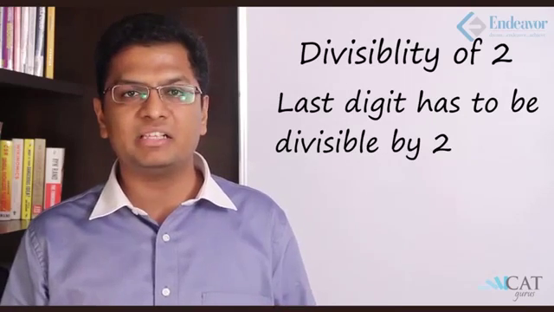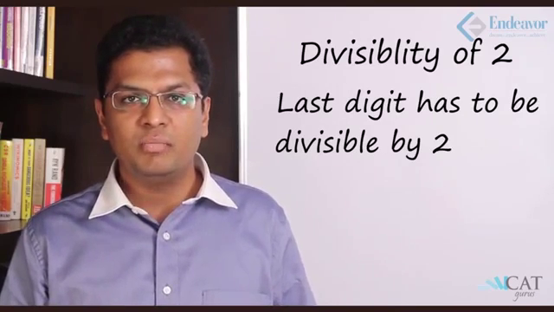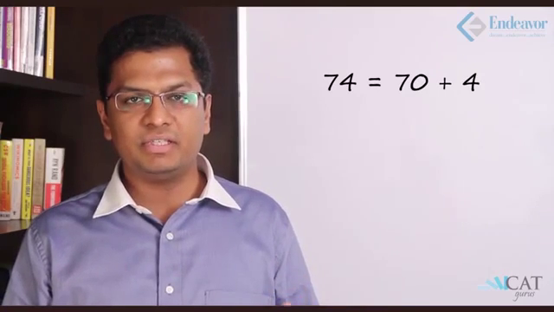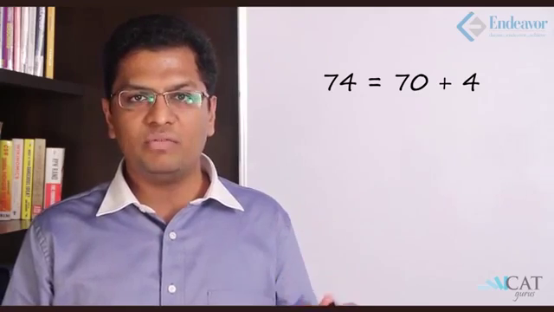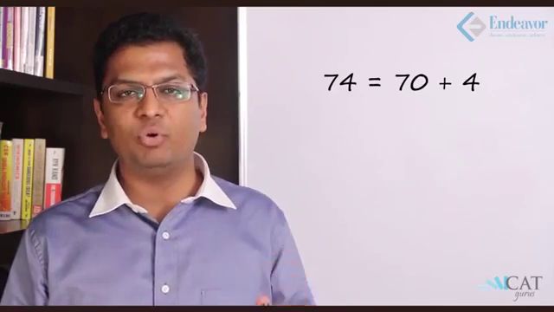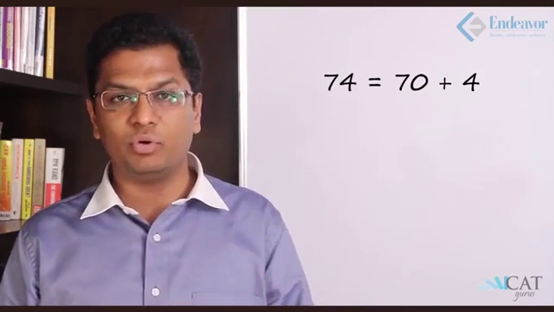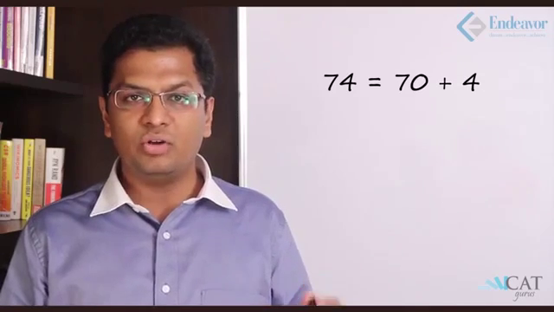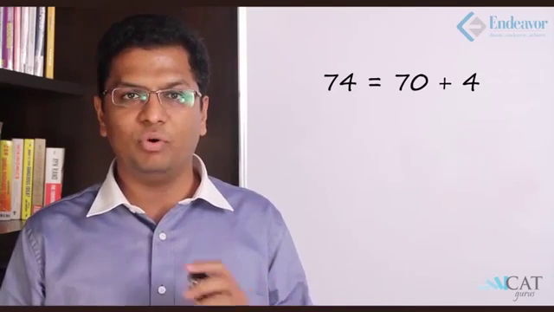So all we need to check is if the number at the last place is even or not. But why the number at the last place? Now any number, let's say 74, can be written as 70 plus 4, or 7 into 10 plus 4. Now 10 is always divisible by 2, so all we need to check is the last digit, which is 4.